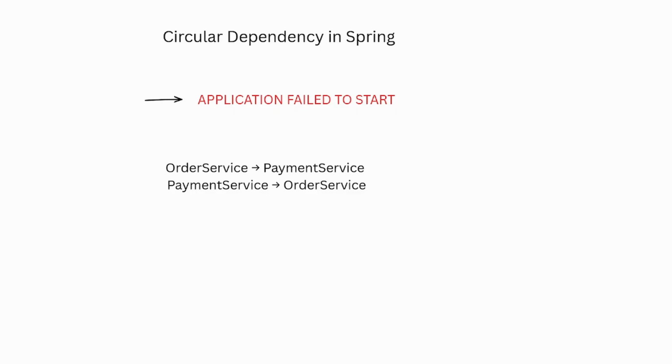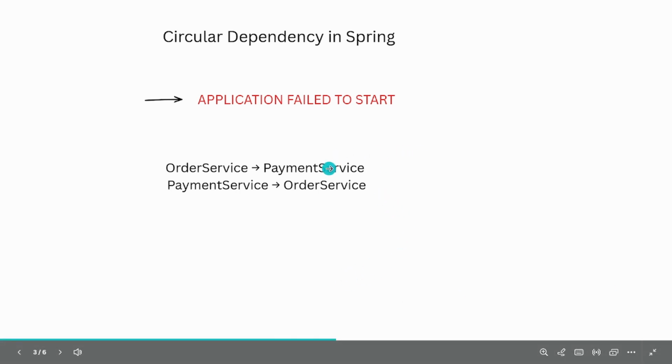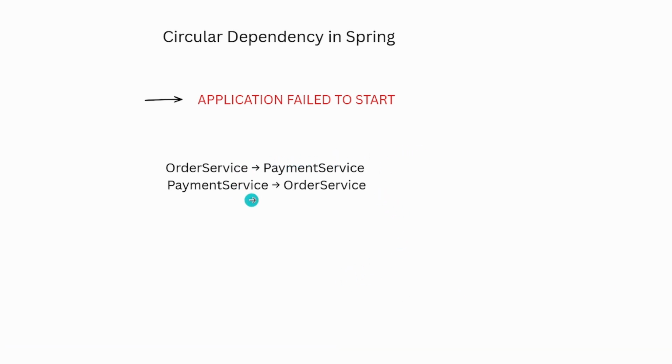For example, OrderService depends on PaymentService and PaymentService depends on OrderService. To create OrderService, you need PaymentService, and to create PaymentService, Spring needs OrderService. So, which one gets created first? It's a loop, and Spring cannot break that loop when using constructor injection.